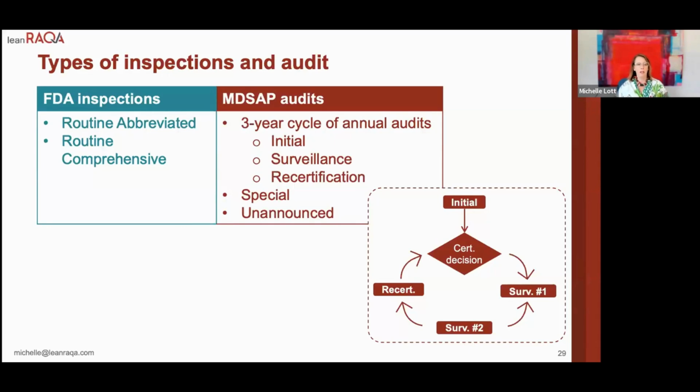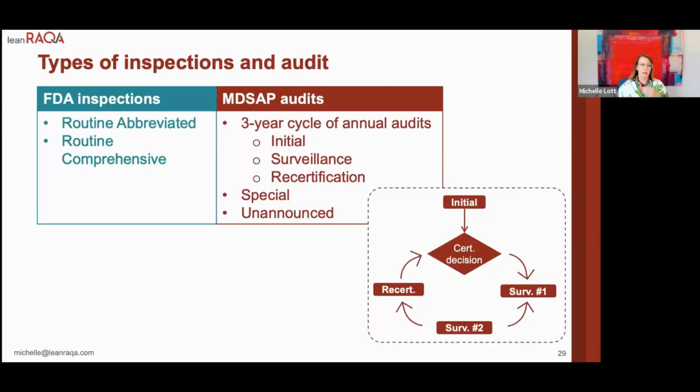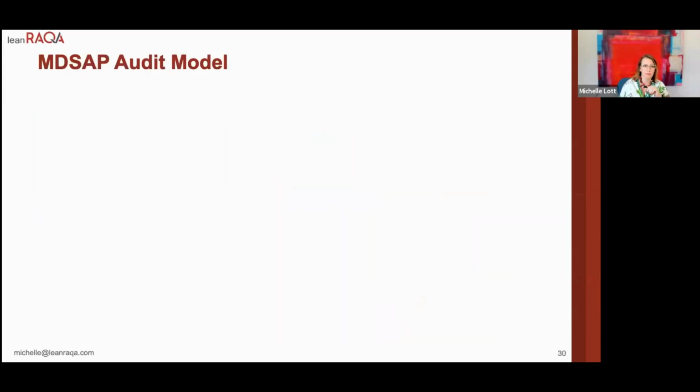Now, FDA does accept MDSAP audit reports themselves, not the certificates. FDA will only accept MDSAP for routine audits. They're not going to accept it for any for-cause audits, which means they actually have a concern about your risk.